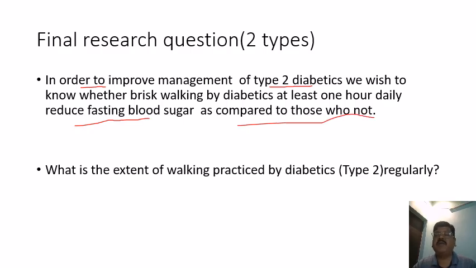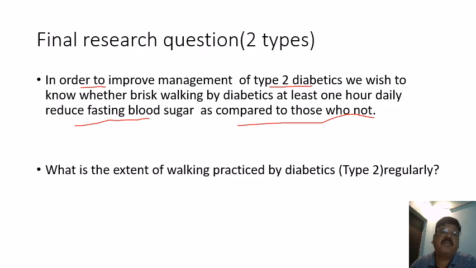So this is a comparative study, or an analytical study. In an analytical study, 2 components are there and we want to compare. So, in order to improve management of type 2 diabetes, we wish to know whether brisk walking by diabetics at least 1 hour daily reduces fasting blood sugar as compared to those who do not.